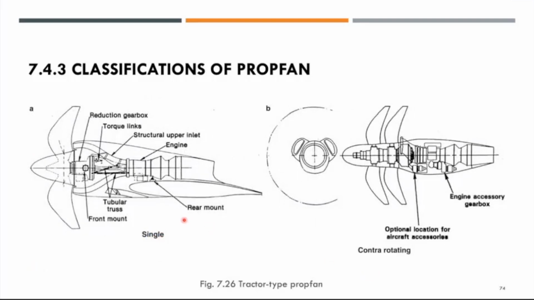Okay, so tractor type of Propfan, so you have the Propfan in front and reduction gear. There's a top lean, structural upper inlet. We have the engine installed there. Okay, and this is quite a complex arrangement. And for the type B, the contra-rotating, you can have the two Propfan arrangement, one clockwise, the other one anti-clockwise arrangement, right?